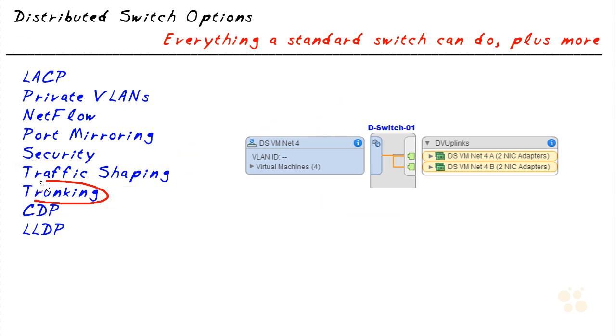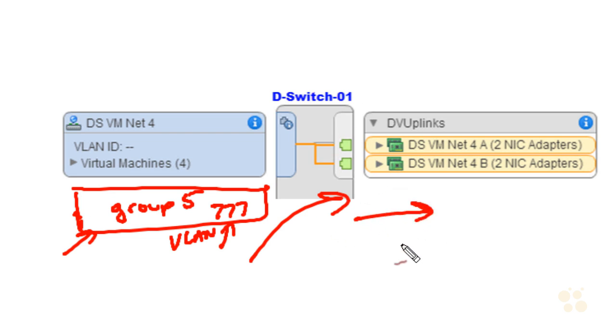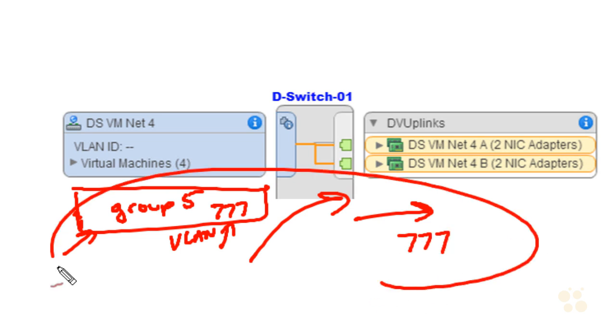Another option we have with a distributed switch is trunking. Now, we have some trunking with the standard switch. For example, let's say we have a VM port group called Group 5. And regarding the details of that port group, we specify that it's part of VLAN 777. Well, as that traffic goes out to the outside world, the standard switch would automatically tag those frames as it goes over the trunk with the 802.1Q tag of 777. So the standard switch can do all that.